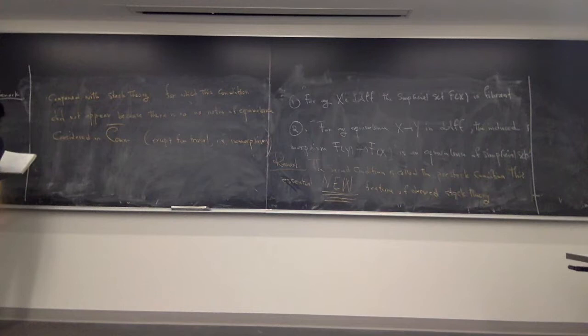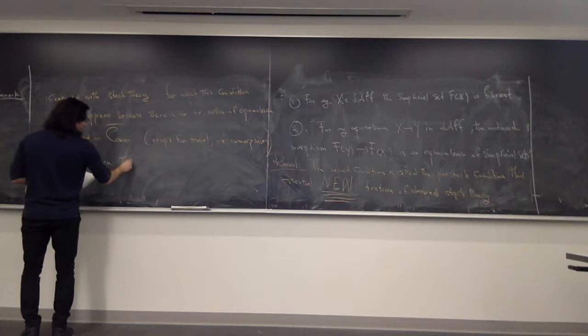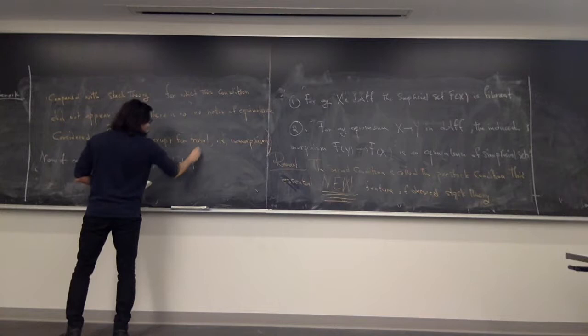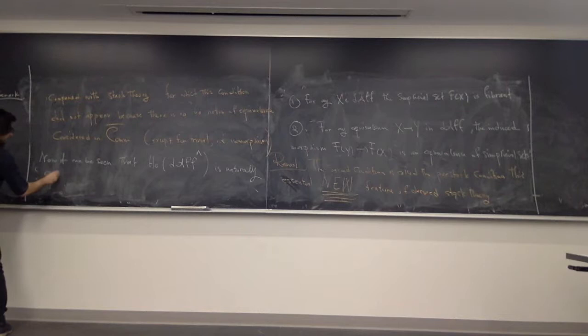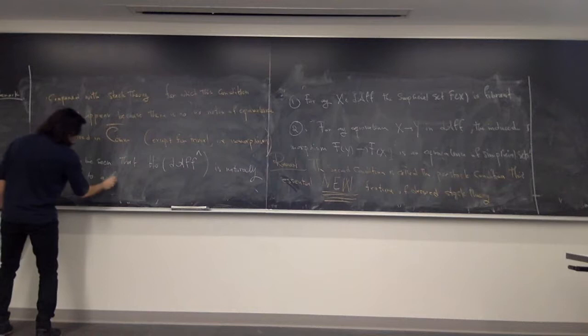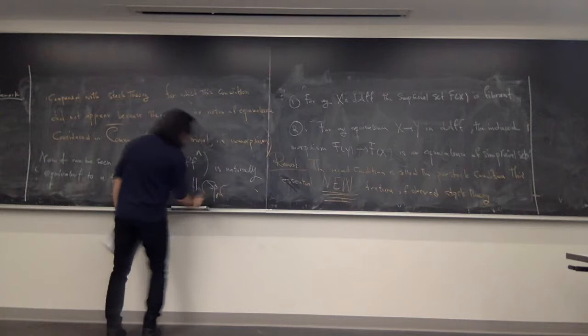Okay, now it can be seen that the homotopy category of this derived affine hat category is naturally equivalent to a full subcategory of the homotopy category of simplicial presheaves on derived affine objects like that.